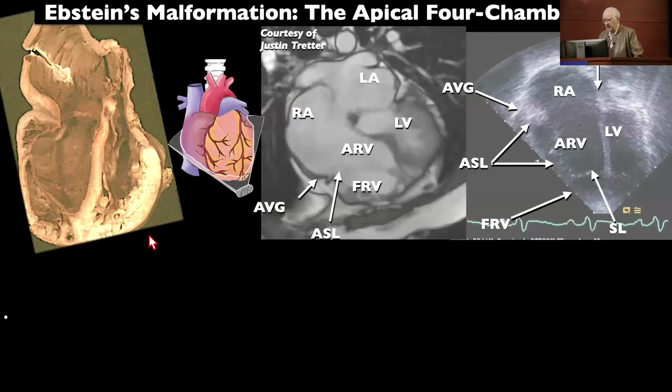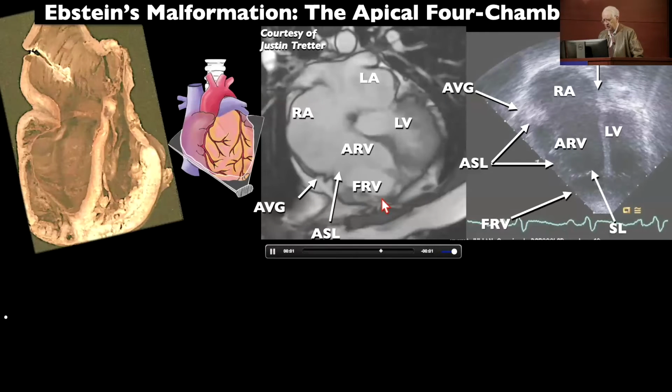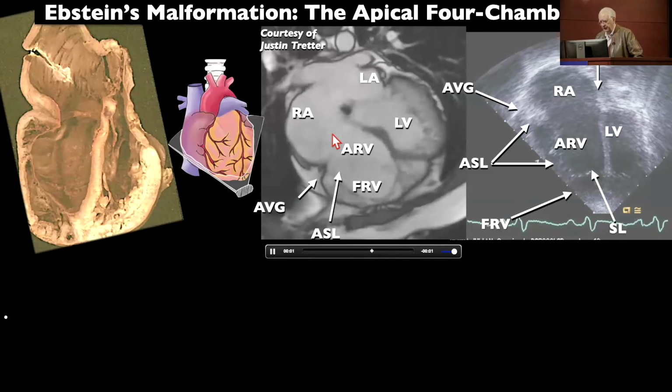This was given to me by Dr. Justin Tretter, is an example of Ebstein's malformation. You can actually see the anterior papillary muscle here attached here with the shadow of the valve. You can notice that there's also regurgitation in this area here. And the mitral valve is in its normal position.